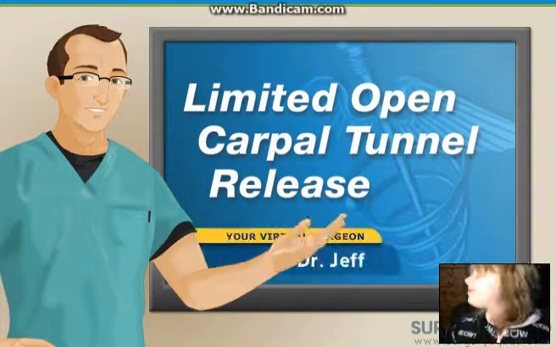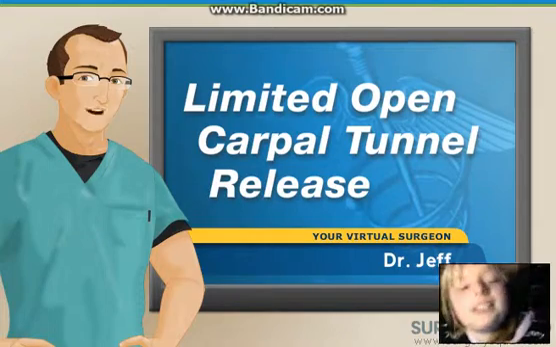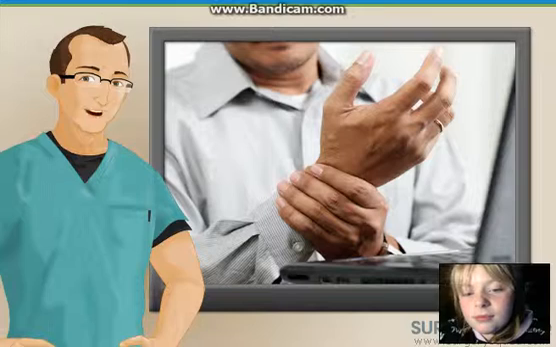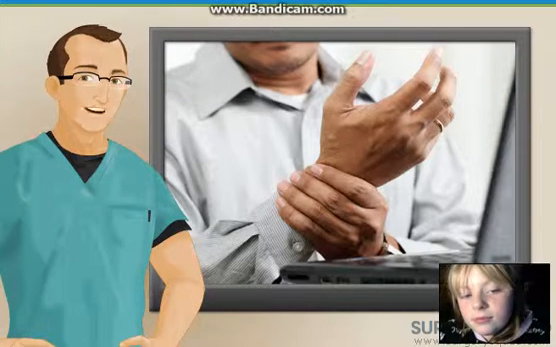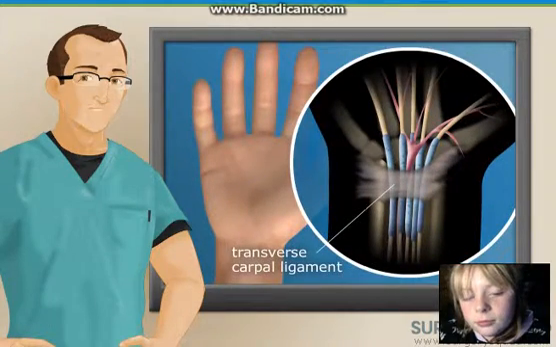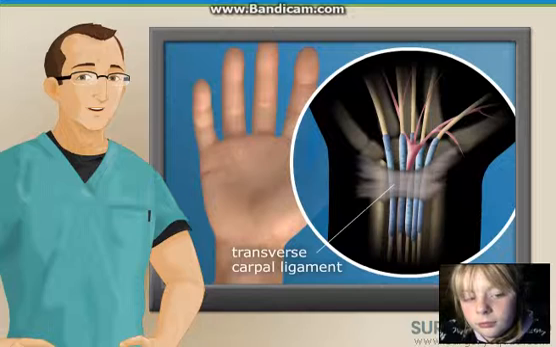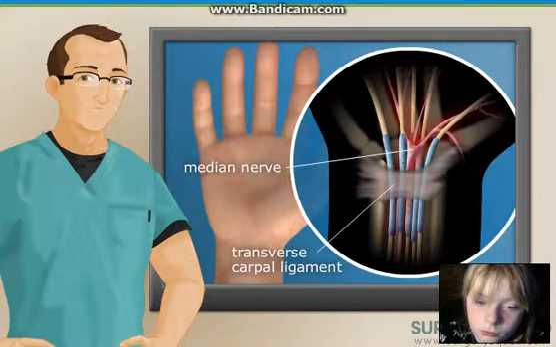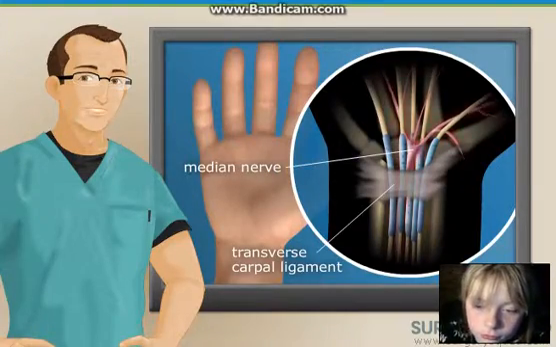Carpal tunnel release surgery. I'm Dr. Jeff, and I will be guiding you through the procedure today. Carpal tunnel syndrome is characterized by a tingling numbness or pain in your hand, and sometimes forearm. It develops due to the swelling of a ligament in the wrist, known as the transverse carpal ligament. The swelling of the transverse carpal ligament creates pressure on the median nerve in your wrist. This nerve is responsible for supplying feeling and movement to various parts of the hand.